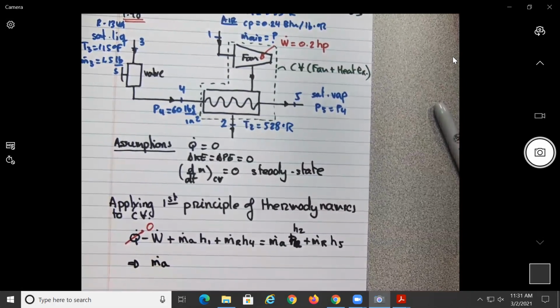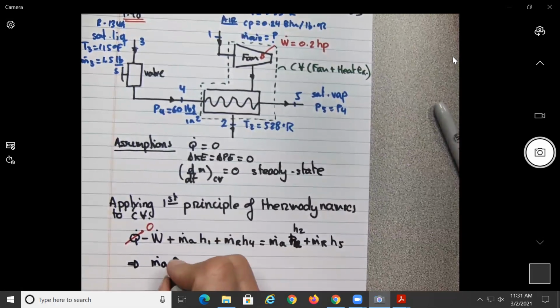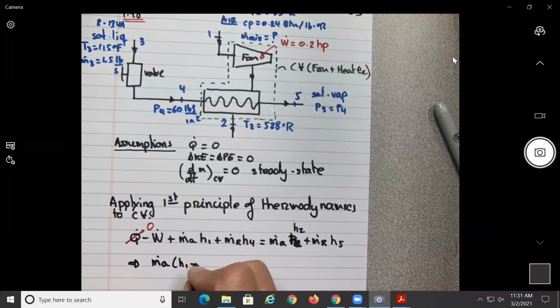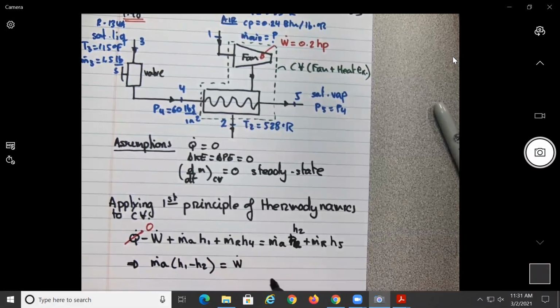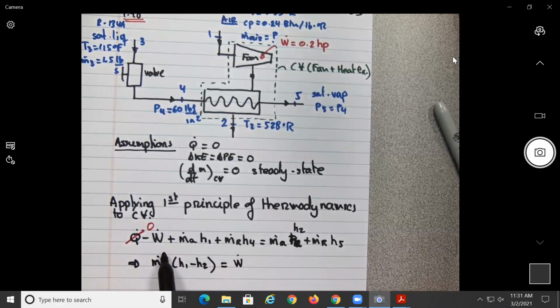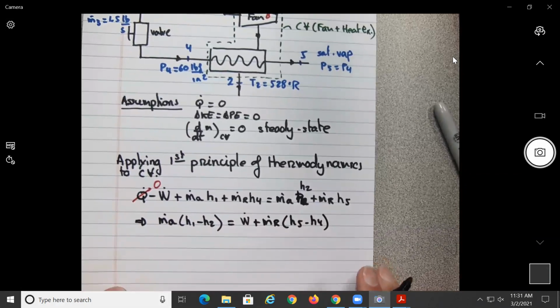Let's factor out H1 minus H2. I'm doing some algebra already. Then I'm going to have the power here. I move it to the right hand side, so I move this one to the left side, and the power to the right hand side. So I have power plus m of refrigerant times H5 minus H4.